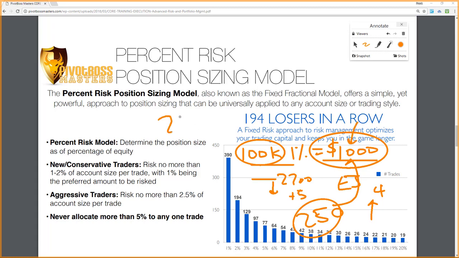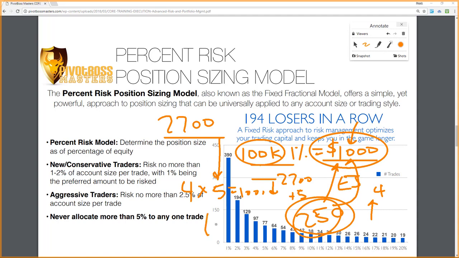So now if your entry point is 2,700 and you want to risk 5 points, then per contract, that's $250. You can trade as many as 4 contracts times 5 points. That gives you $1,000 at risk. And that's how you would do that.